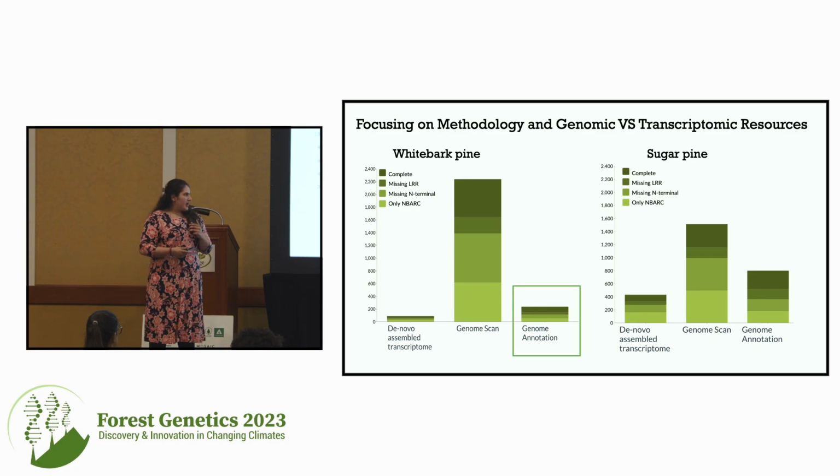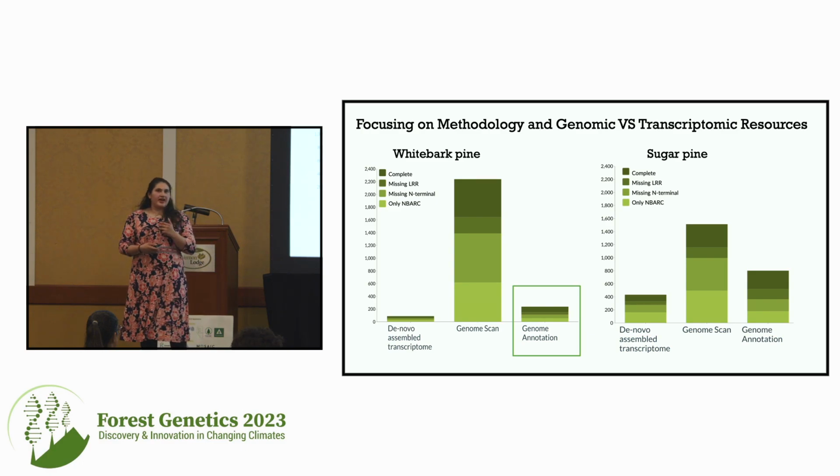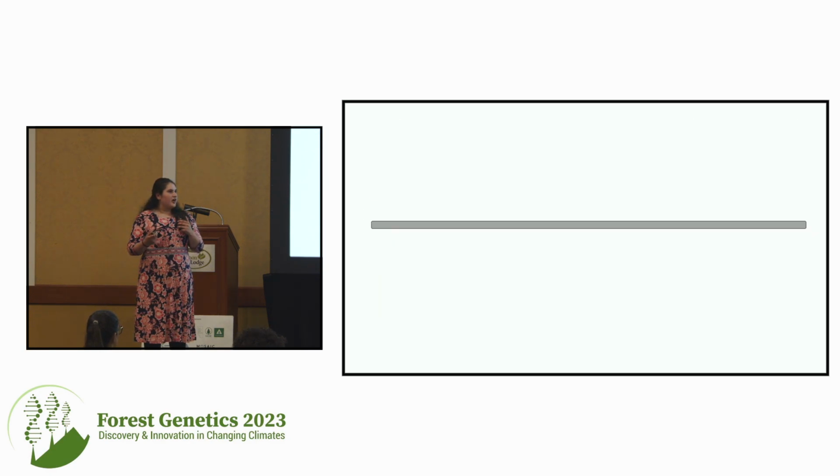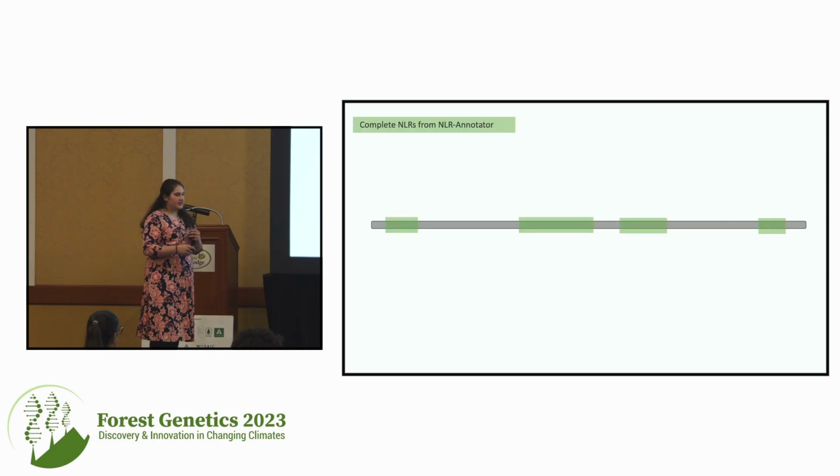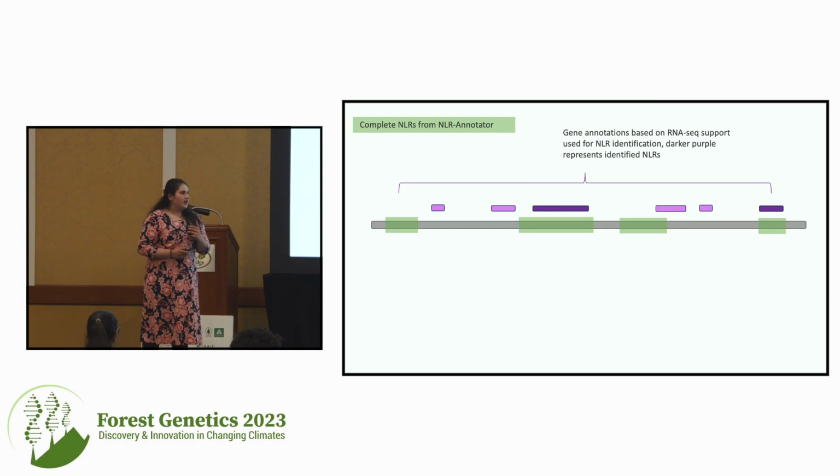And then to talk a little bit about something that was really interesting specifically in white bark pine that I was able to do using the NLR identification method and the genome annotation. So say this is a scaffold, and these are the complete NLRs that I was able to identify with NLR annotator. Again, some of these may be false positives. And then overlapping the genome annotation, that was mainly based on RNA sequencing support, those that overlapped with the NLR annotator results were considered as NLRs.